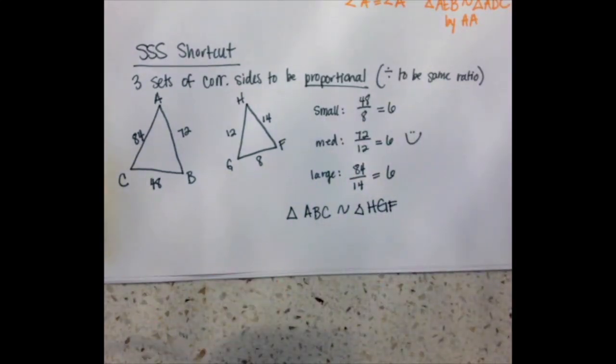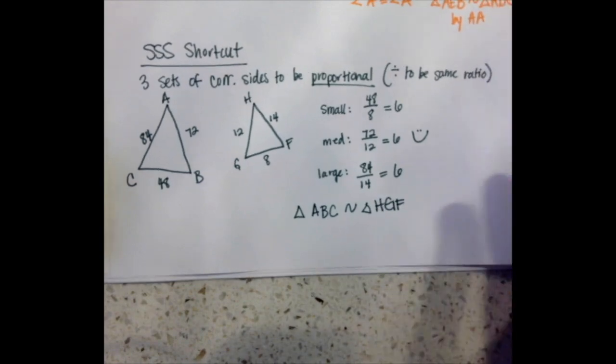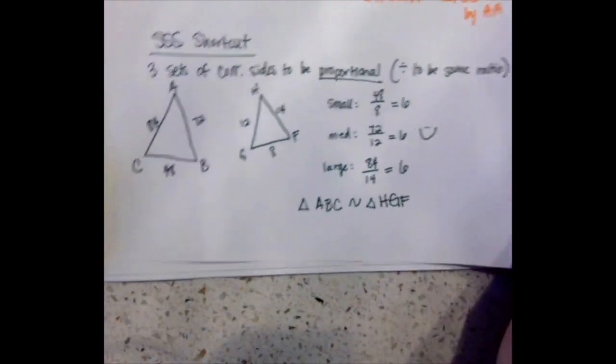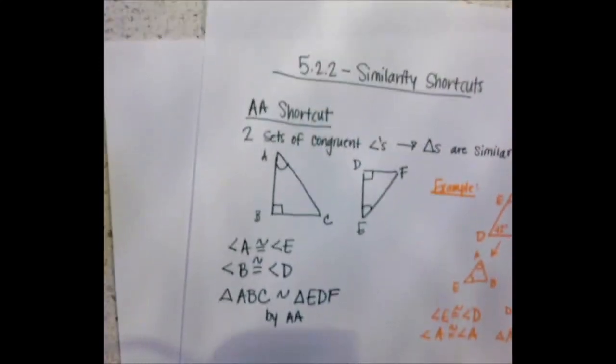So we got one more to do. So this is side, side, side. You have to prove them proportional. We already did angle, angle. And now the last one is a combination of the two. So the last shortcut we're going to look at is side, angle, side. So side, angle, side shortcut.